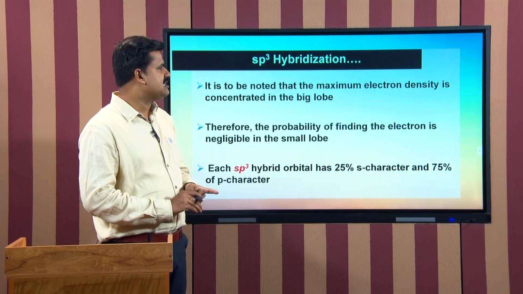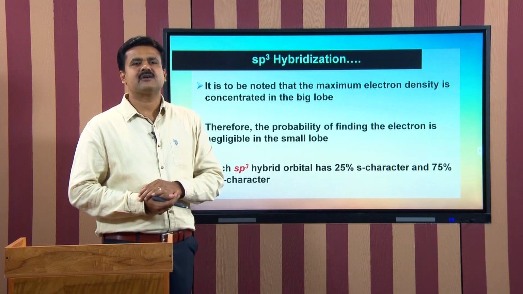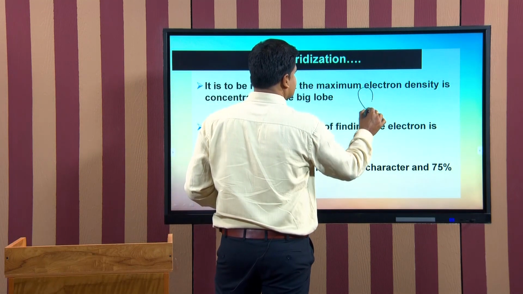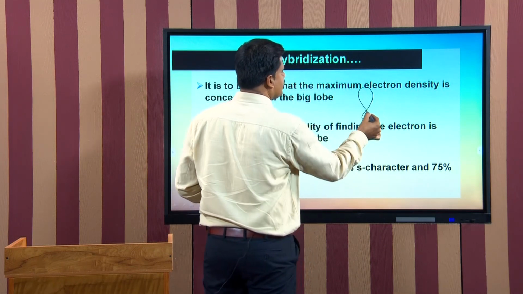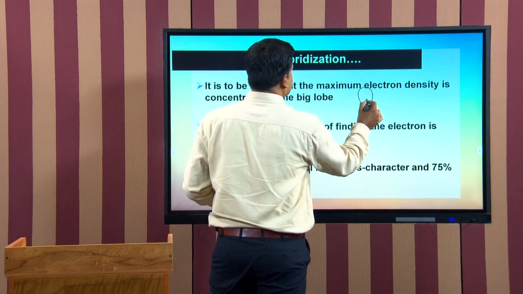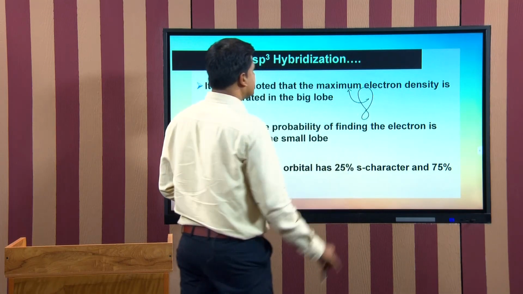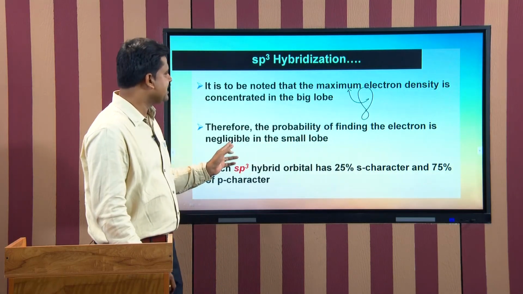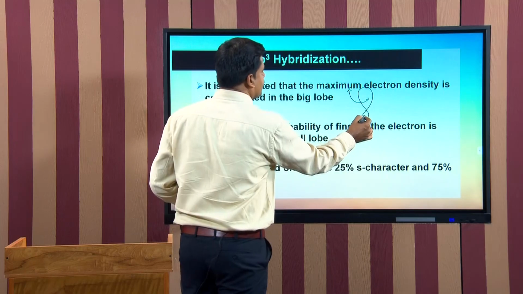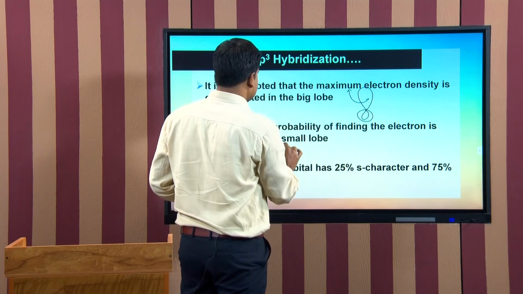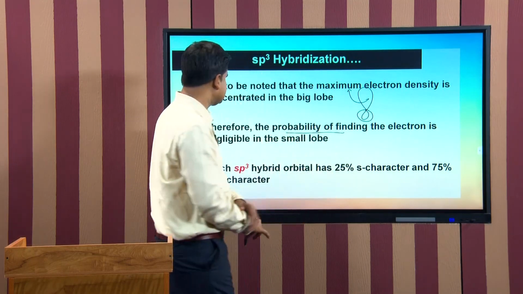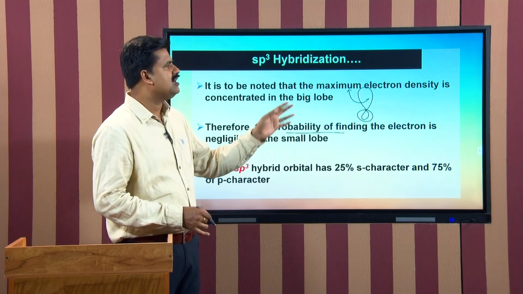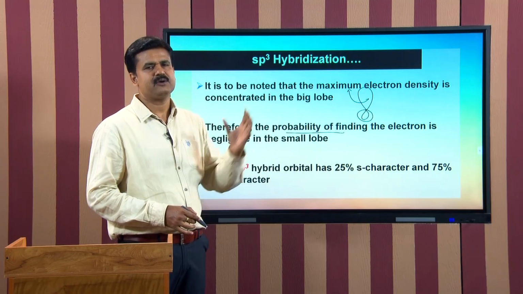It should be noted that the maximum electron density is concentrated in the big lobe. This is the shape of the hybrid orbital. This is the big lobe and this is the small lobe. Maximum electron density is focused in the big lobe. Therefore, the probability of finding the electron is negligible in the small lobe. That is, in this small lobe, the probability of finding the electron is minimum, or electron density is minimum. So, a hybrid orbital has 2 lobes theoretically, one big lobe.